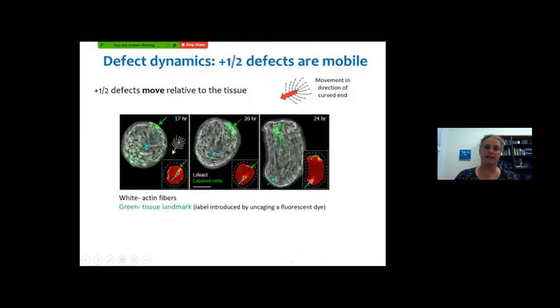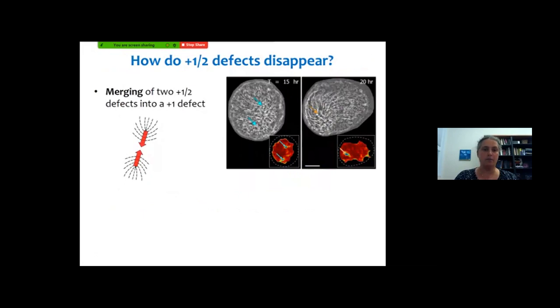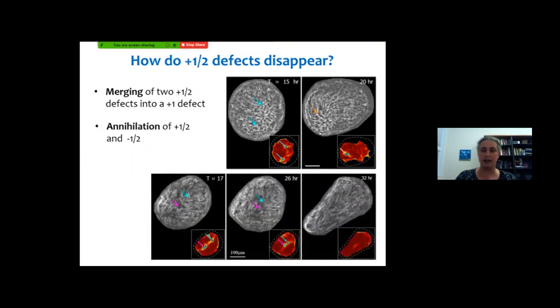If we look more closely at the dynamics of the system, we can see that the +half defects are actually mobile. To visualize this, we uncage a fluorescent dye to label cells in a particular region. As you can see in these images from a movie, the +half defect is moving towards its round end, away from these labeled cells. Over time, the +half defects disappear. This occurs primarily by merging of 2 defects, as you can see here. So these 2 +half defects facing each other merge to become a +1 defect. Or we also sometimes see annihilation of defects, where a +half defect moves into a -half defect and annihilates.